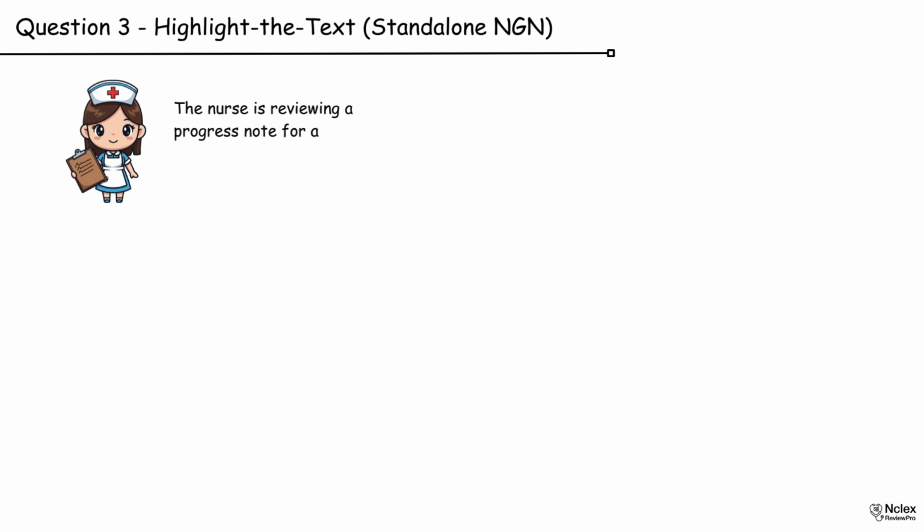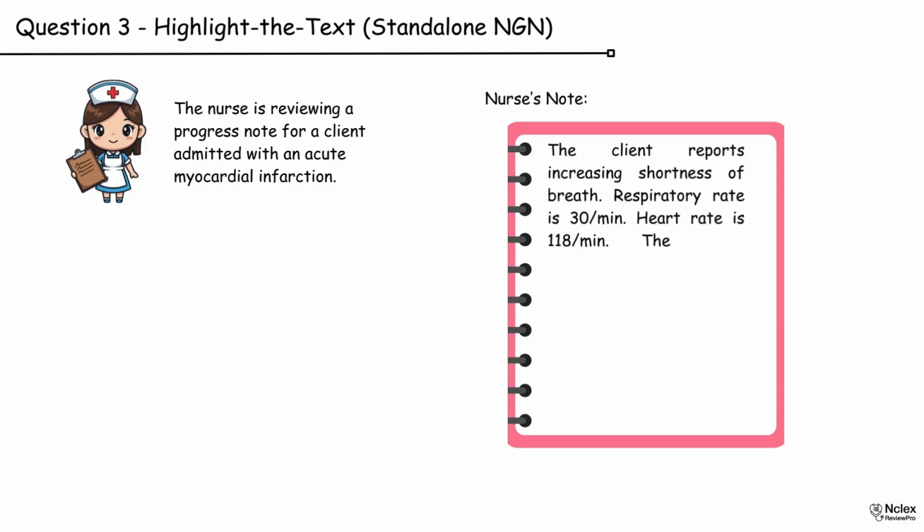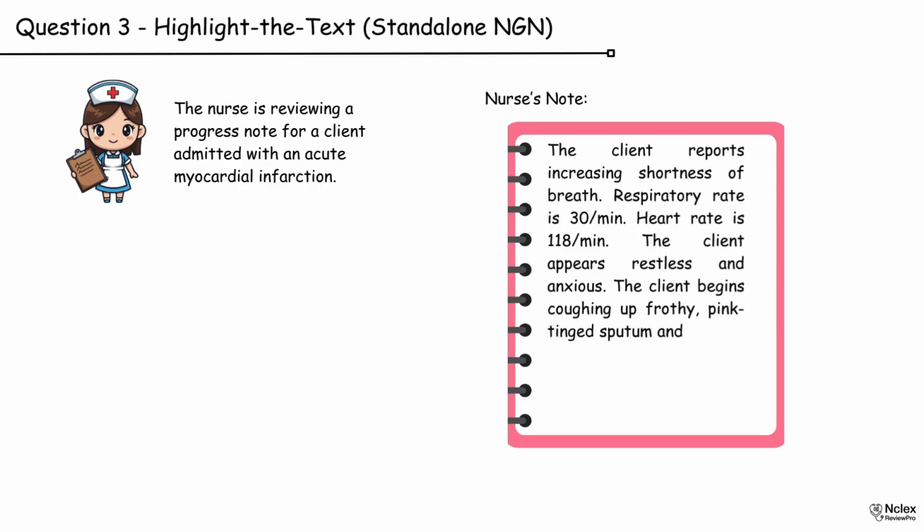Here's a highlight style question focused on early recognition of acute pulmonary edema after myocardial infarction. The nurse is reviewing a progress note for a client admitted with an acute myocardial infarction. Listen closely to the nurse's documentation. The client reports increasing shortness of breath. Respiratory rate is 30 per minute. Heart rate is 118 per minute. The client appears restless and anxious. The client begins coughing up frothy, pink-tinged sputum and reports a feeling of air hunger.